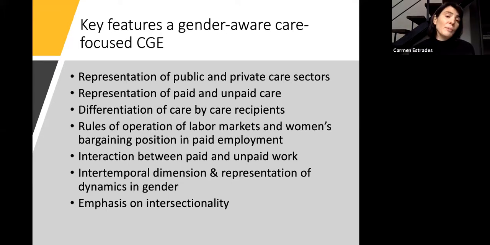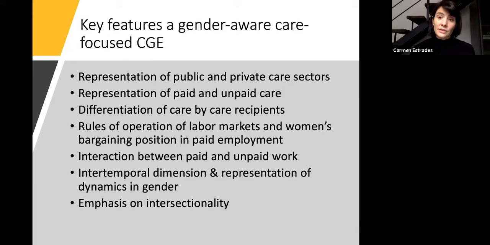For example, for women, it has been found that there is a kind of penalty when women have children. They usually receive a lower wage when they go back to the labor market. So this type of dynamics should be considered in a CGE model.